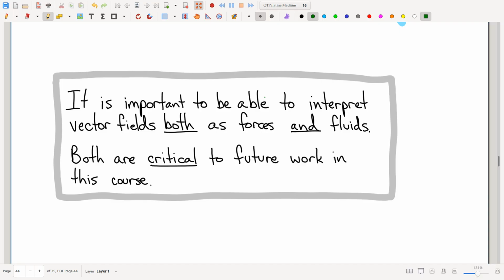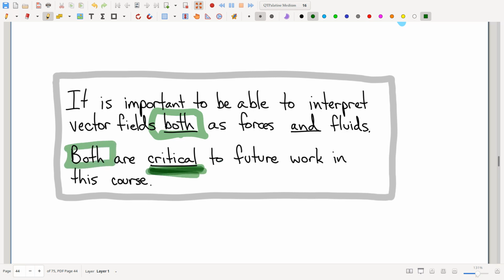Some students make the mistake of thinking that you can sort of pick your favorite metaphor. Some students find the forces metaphor easier to understand. Some students find the fluids metaphor easier to understand. Just to be clear, you need both. Both of them are going to be critical.